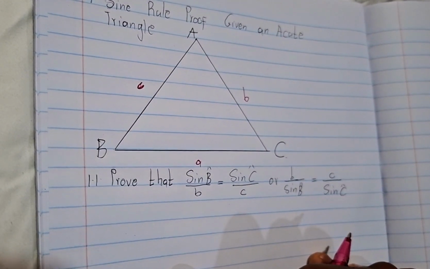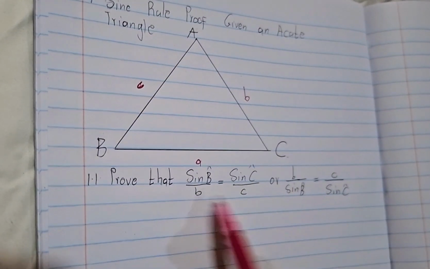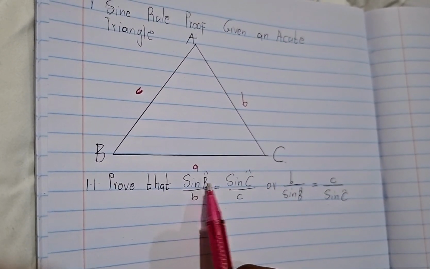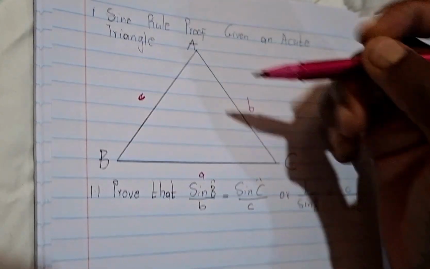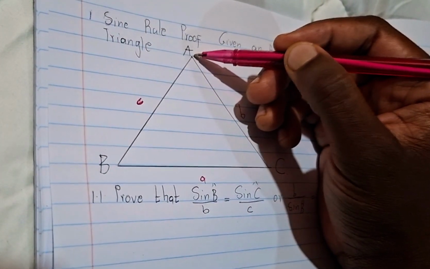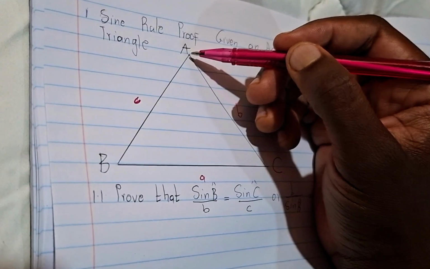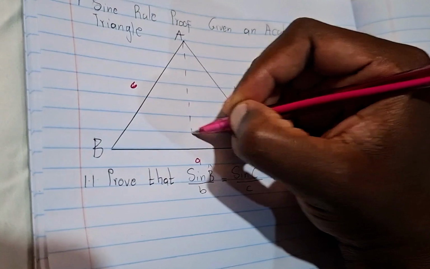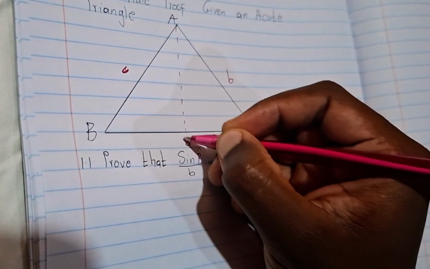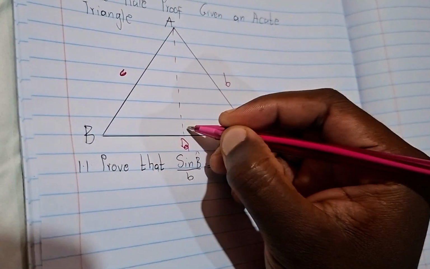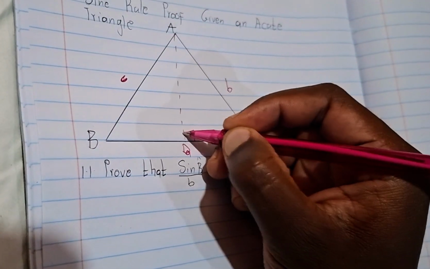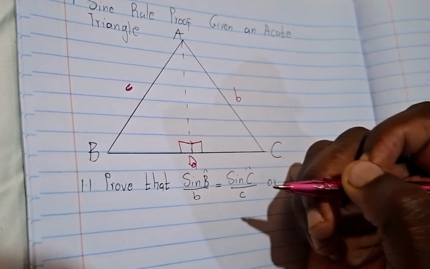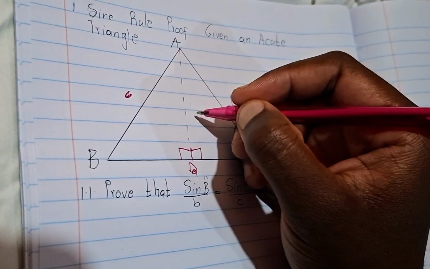Let's construct a perpendicular height, because we are proving something that involves angle B and angle C. It means that we must go to the vertex of angle A and construct a perpendicular height. Here let's name it D. So this is going to be 90 degrees and 90 degrees, right? Adjacent angles on a straight line are supplementary.